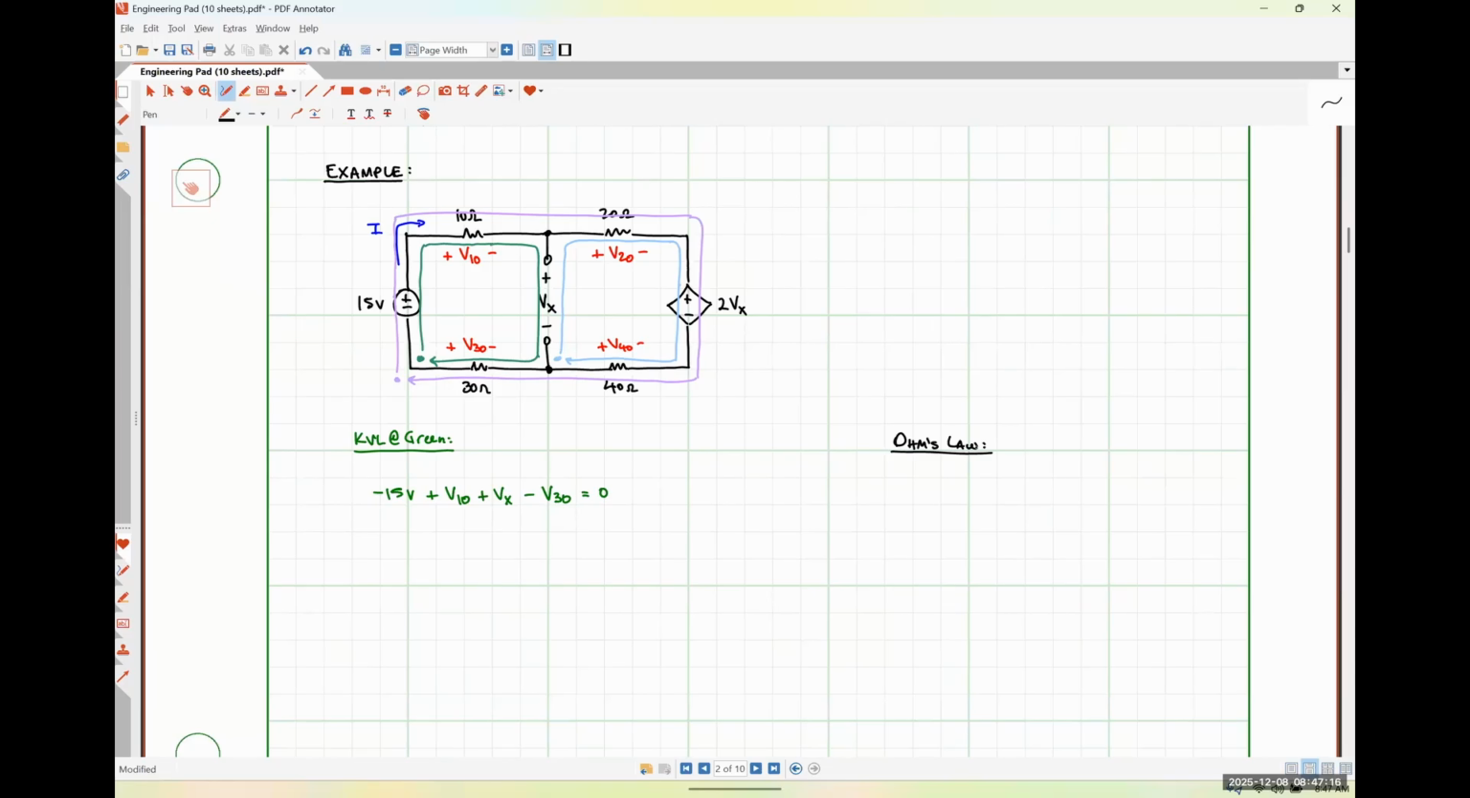So let's start with that 10 ohm resistor. Using Ohm's law, the voltage drop across the 10 ohm resistor should be what? I'm looking for it in terms of that current I. I times 10 ohms, okay? So that seems reasonable. What about for the 20 ohm resistor? I times 20, okay? What about for the 30 ohm resistor?